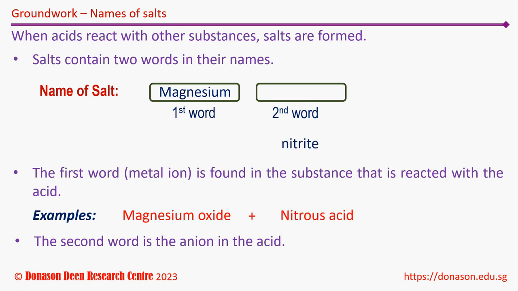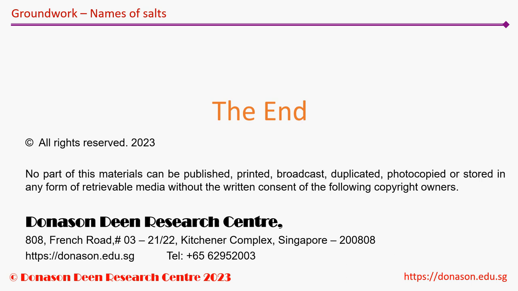Nitrous acid would give us nitrite, so magnesium nitrite would be the name of the salt. If I use nitric acid, I'm going to get magnesium nitrate as a salt. So remember, the second word is the name of the anion found in the acid, and that's how you write the names of the salts.